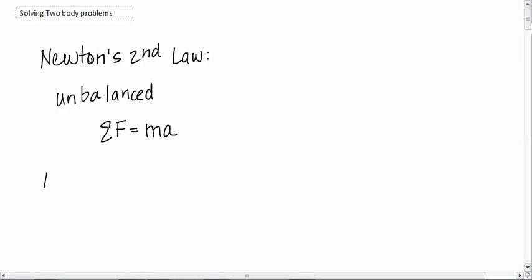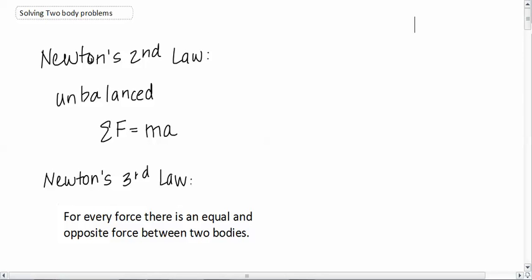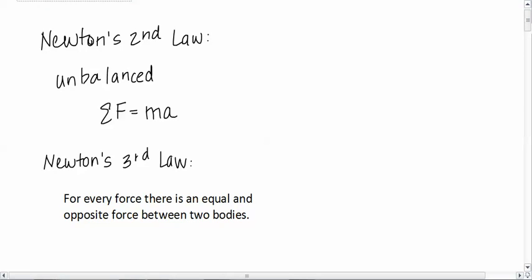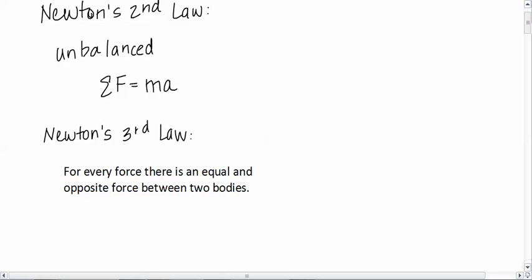Now, Newton's third law is about interactions between objects. So this is that for every force, there's an equal and opposite force between two bodies. You probably learned that as for every action, there's an equal and opposite reaction. Well, I want to use a more specific term. I want us to start using the word force. For every force, there's an equal and opposite force between two bodies. So sometimes determining what those two bodies are can be kind of tricky.